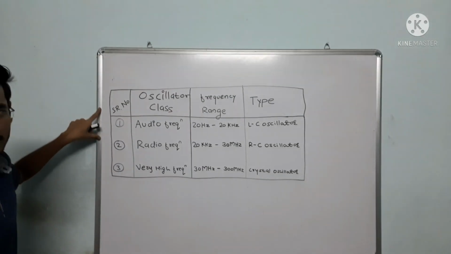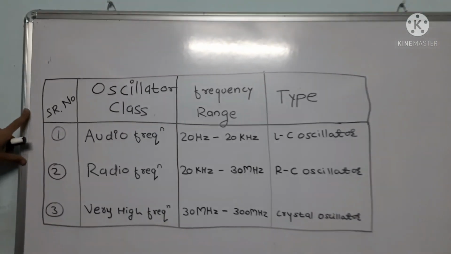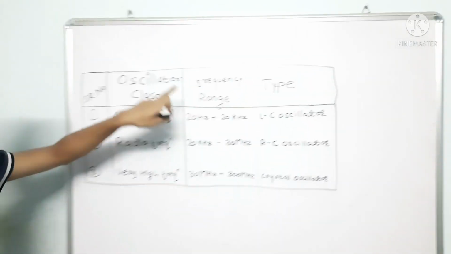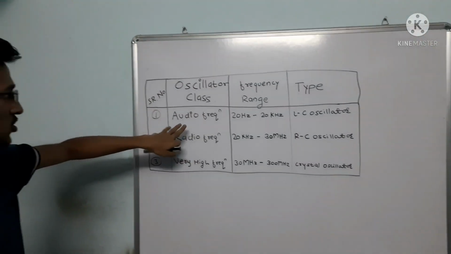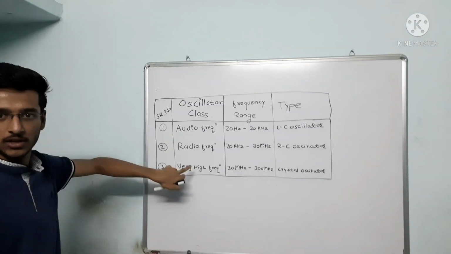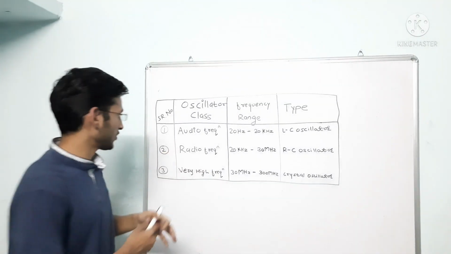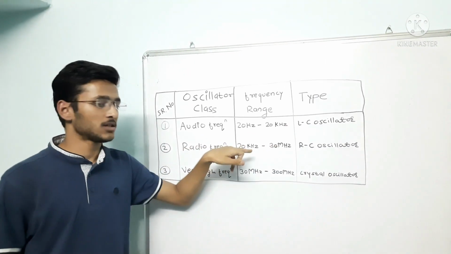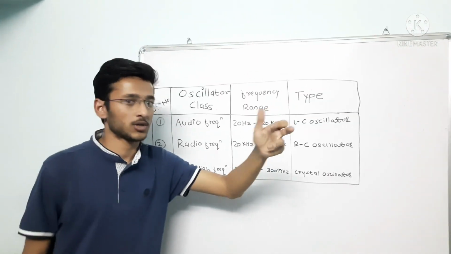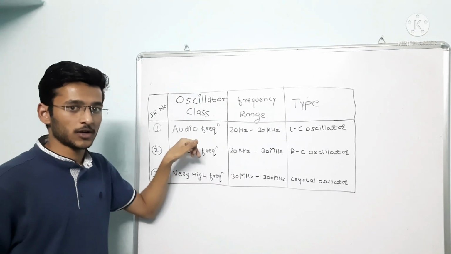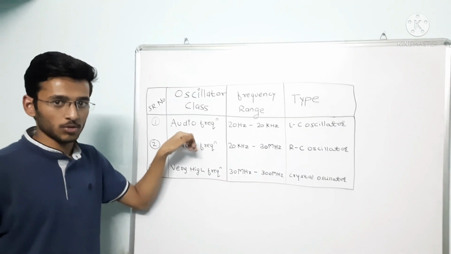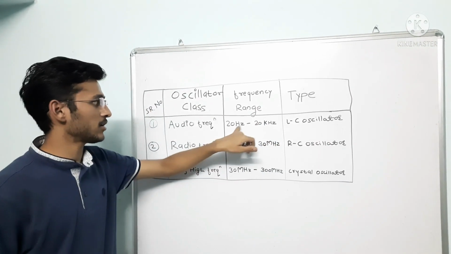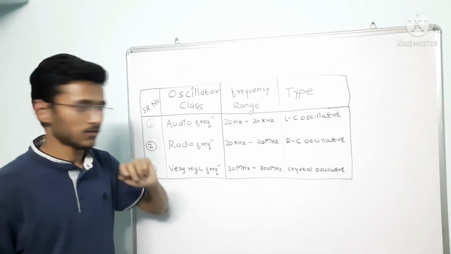So you are visible with the table on the board, and this table is generally used to depict the frequency range of a particular oscillator, and it is of which class. There are three classes of oscillator in which it is described. The first class is audio frequency, whose frequency range is from 20 Hz to 20 kHz. We basically call it the audible frequency range, that is audible to human ears. It is a type of LC oscillator which can generate 20 Hz to 20 kHz frequency.